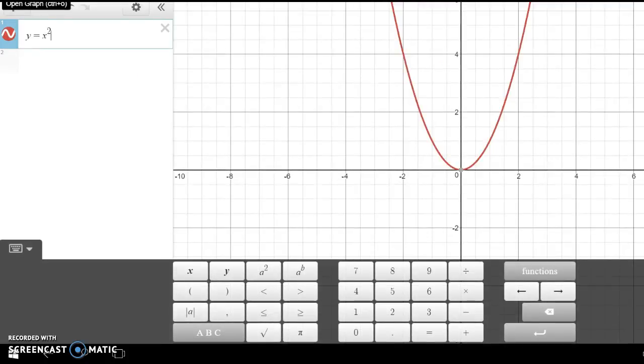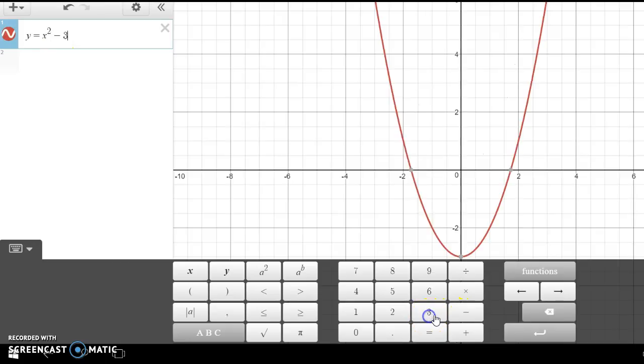So here I am in my online graphing calculator, and you can do this on your graphing calculator. So far I've put in y equals x squared, and here's what we confirmed with our toolkit. We know that x squared are U-shaped graphs. Now I've just got x squared, but look what happens when I do minus 3. It shifted it down 3 units. So that would be our graph.